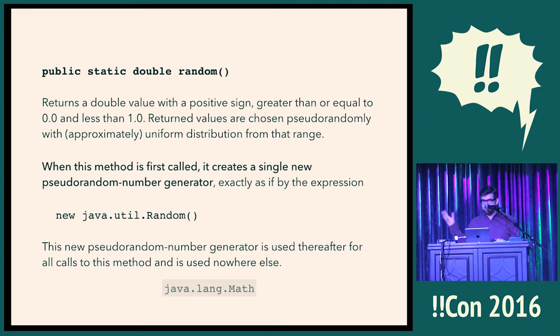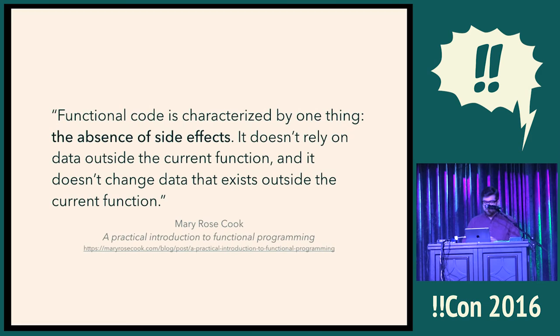Functional code is characterized by the absence of side effects. So that is from Mary Rose Cook. Whenever we call that Clojure code, it creates a new PRNG on the fly. So that is a big side effect in our presumably functional programming language. It's hiding what it does under the covers. And I bring this up because thinking functionally can help us better understand how these generators work.